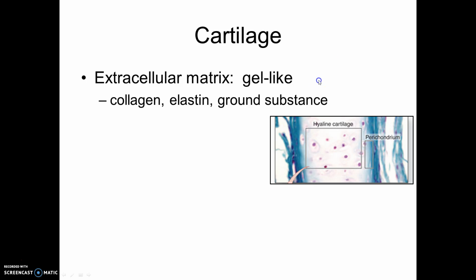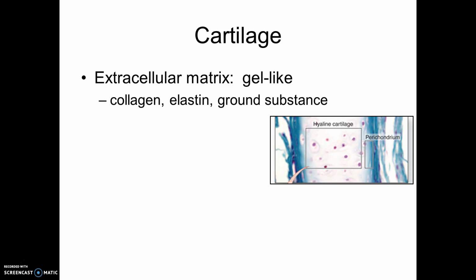Now, cartilage can be described as having an extracellular matrix that is semi-solid or gel-like, and is composed of collagen, which gives cartilage its tensile strength, meaning it can't be pulled along the long axis of the cartilage fibers, but is flexible transversely across the fibers. It also contains elastin and water, which gives cartilage some resilience.